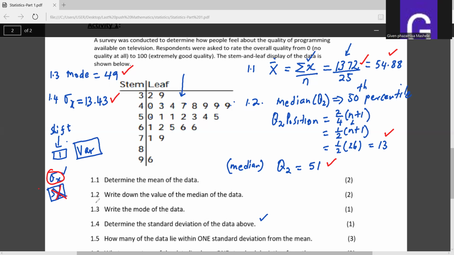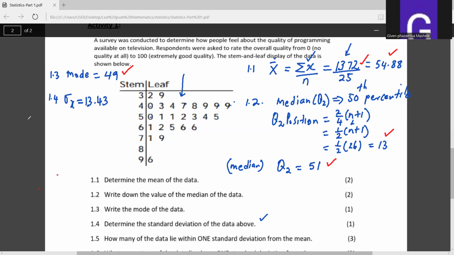Right, now we move on to the next question. Okay, I apologize. The next question says, how many of the data lie within one standard deviation from the mean? How many of the data lie within one standard deviation from the mean?